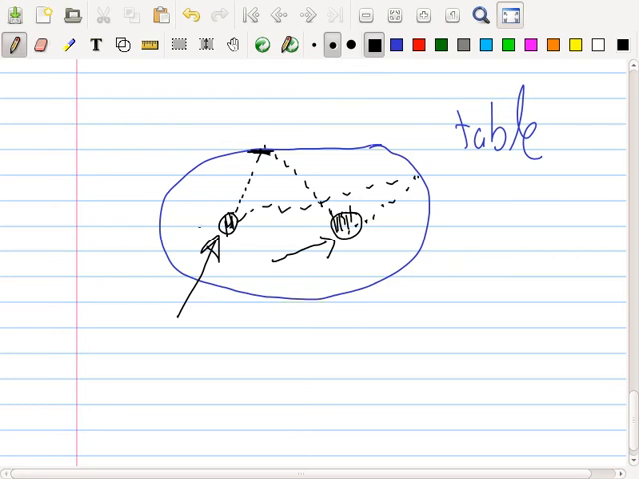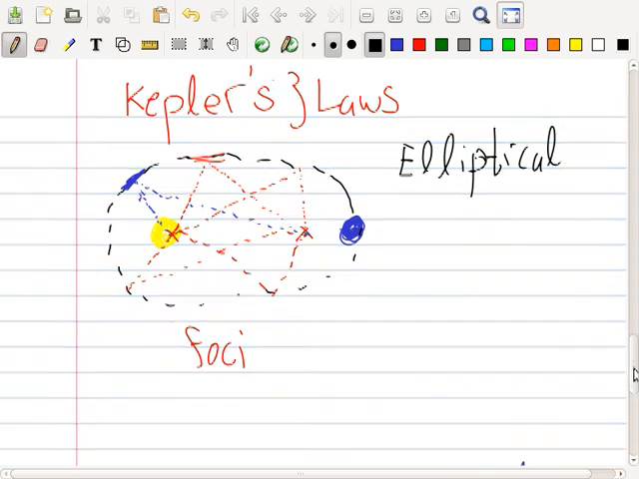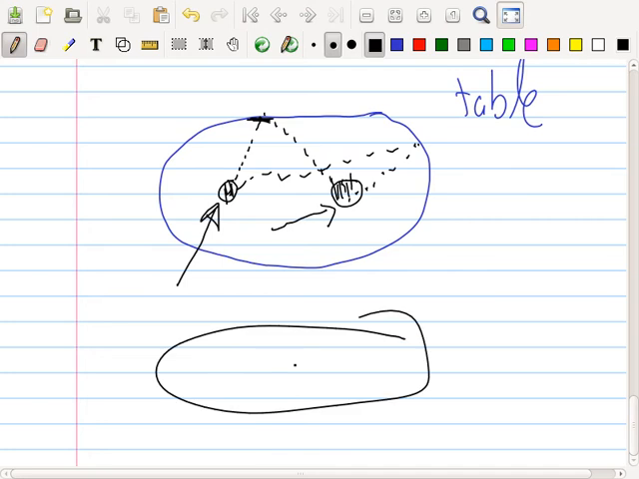So anyway, what Kepler noticed is that the sun is always at this point here. For example, let's say I have something like this, with my sun here and my earth here. I know that the sun will always be at this focus. And this is Kepler's first law. Kepler's first law says that the orbit is elliptical. That's Kepler's first law.